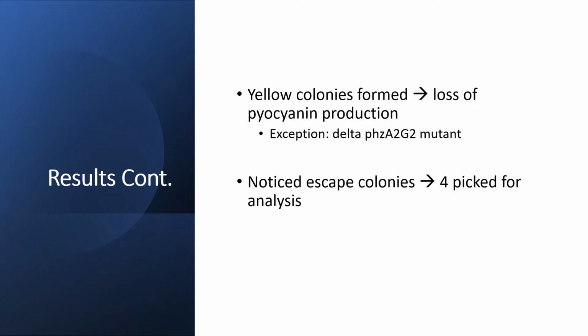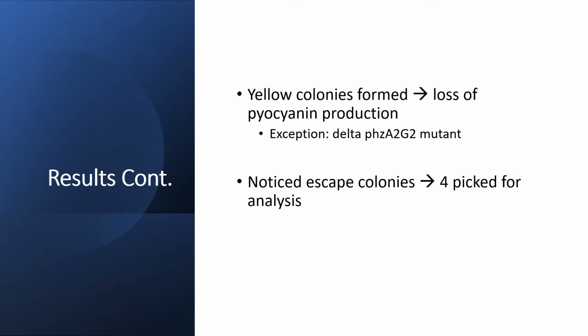What they did was they chose the gene clusters PHCA1G1 and PHCA2G2, since they encode for enzymes for phenazine-1-carboxylic acid, abbreviated PCA, which is an intermediate precursor, and these enzymes are responsible for the biosynthesis of PCA. And they found that all the mutants except for delta PHCA2G2 formed yellow colonies. This indicated that the pyocyanin production capacity was lost.